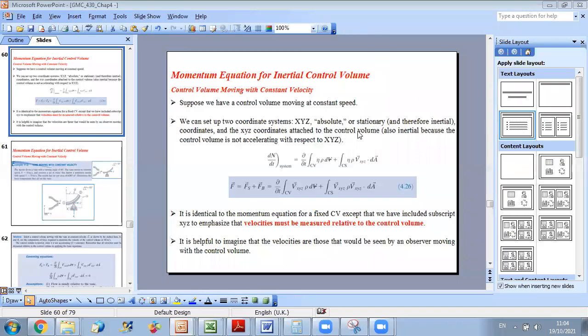Okay, so first we will go over the momentum equation for inertial control volume. بس نقول inertial control volume يعني we have two possibilities. أو بيكون fixed, okay, أو بيكون moving with constant velocity. يعني in both cases ما بيكون عنده acceleration. So V is constant. Okay.